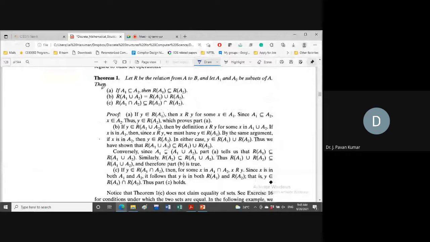Yeah, these are the properties associated with relations. Like, from A to B there is a relation called R, and A1 and A2 are subsets of A. Then R of A1, that is, the elements which result from A1 by applying this relation, will be a subset of the elements which come by applying this relation on A2. We will see some examples.